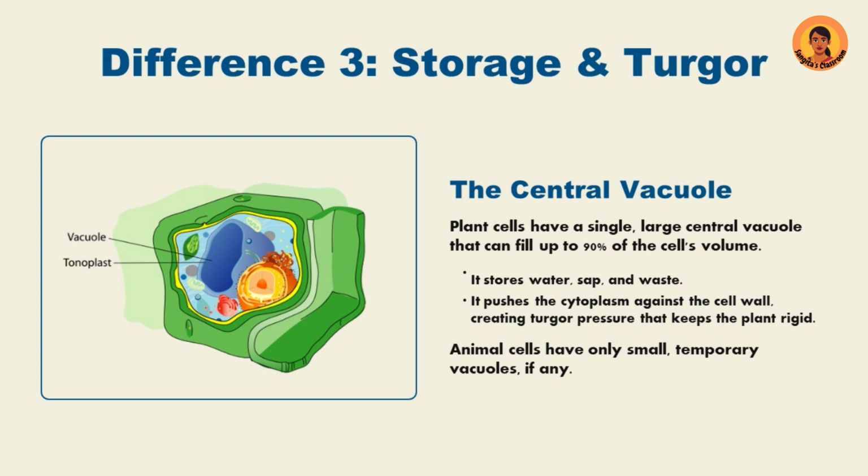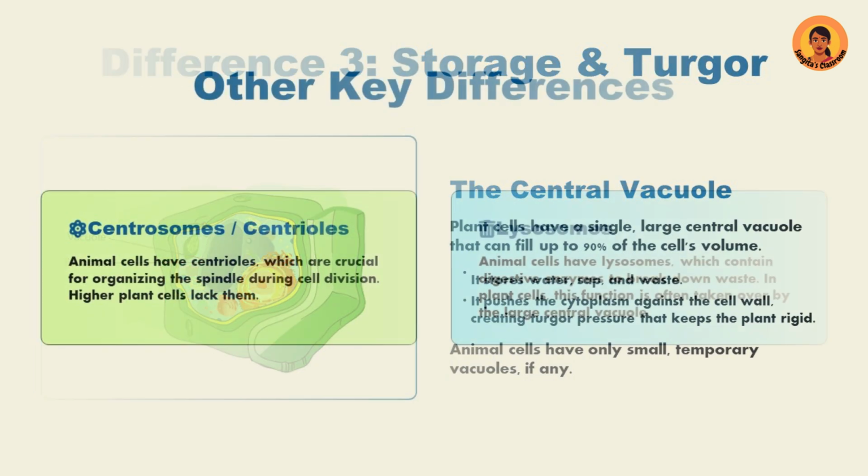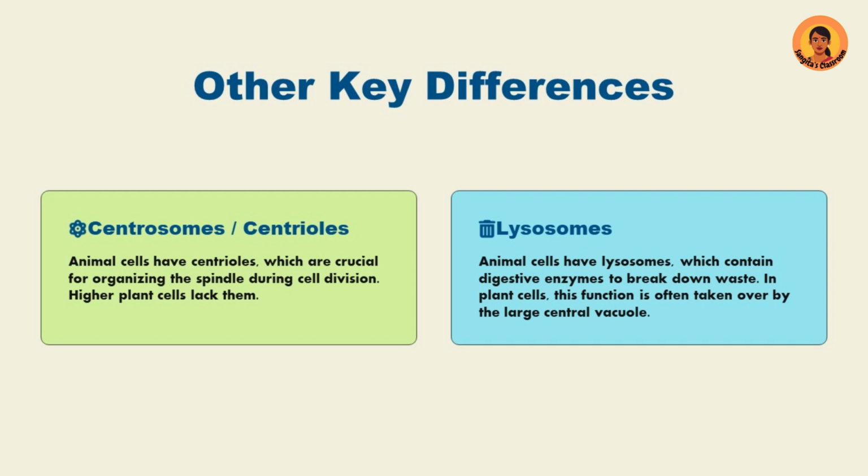Whereas in animal cells, we have only small temporary vacuoles. Beyond these three distinct features, we have to share more differences, that is centrosomes and centrioles. Animal cells have these structures, centrioles, which are vital for organizing the spindle during cell division. Higher plant cells lack them.